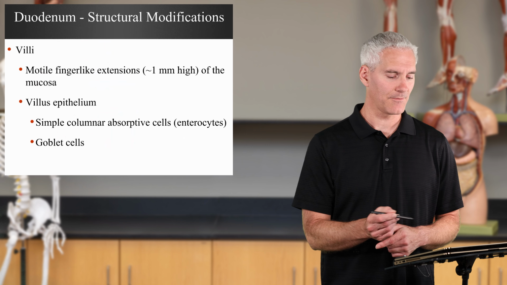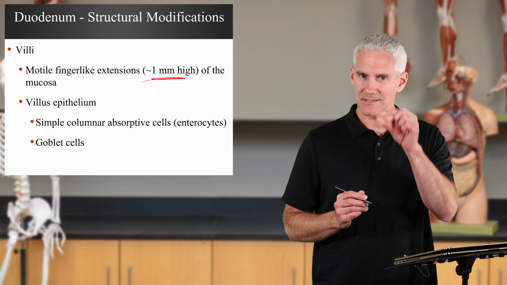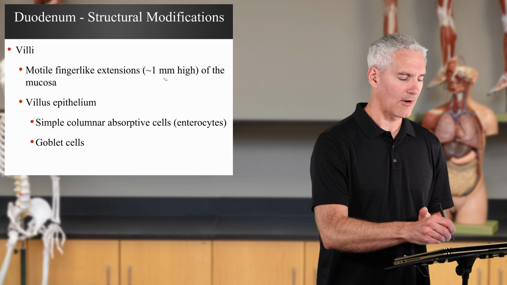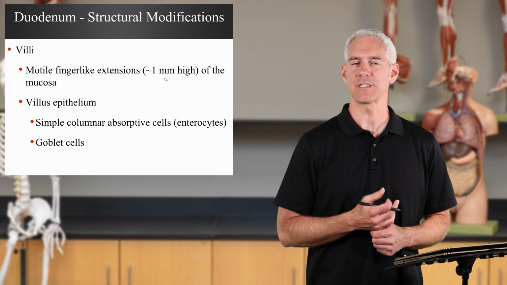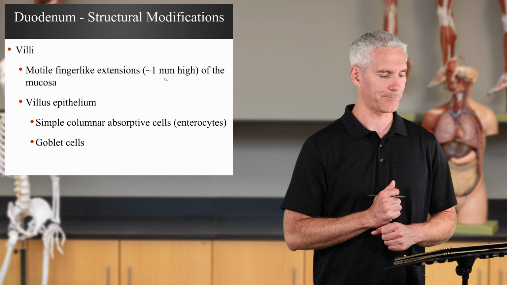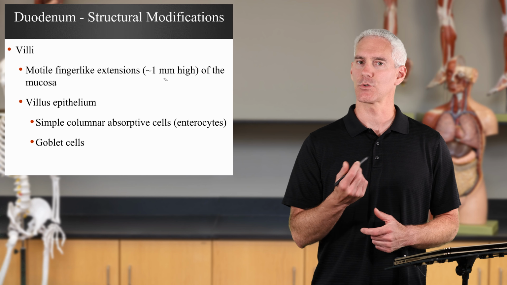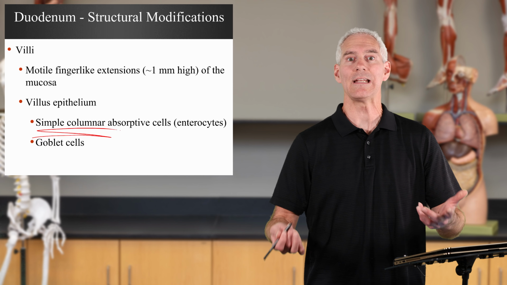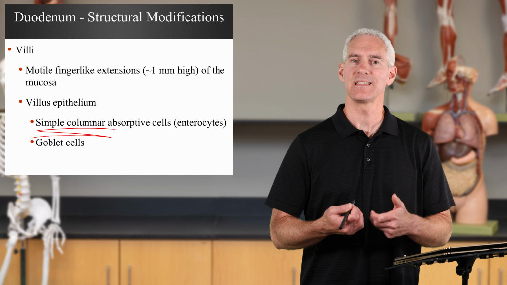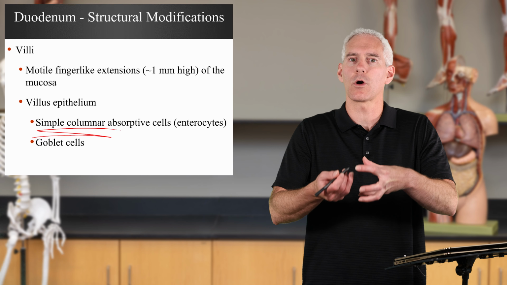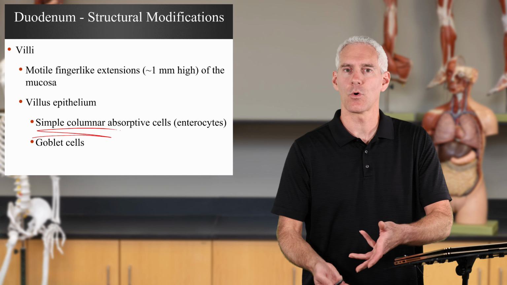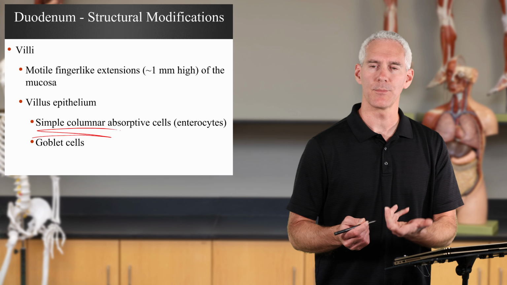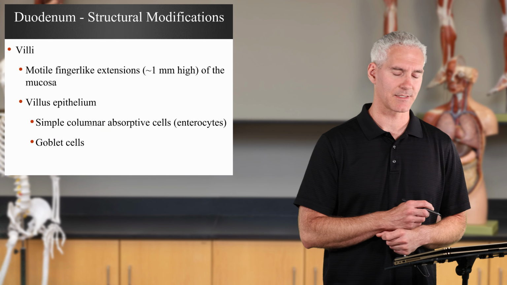Now, these villi themselves are only about 1 millimeter high. They're tiny little things, but those tiny little things are helping to create an increased surface area of the mucosa. Now, the actual epithelium is simple columnar, great for absorbing, because the idea here is you're trying to absorb the nutrients, absorb the water, absorb the vitamins, absorb the minerals. You're absorbing things out of your intestines.